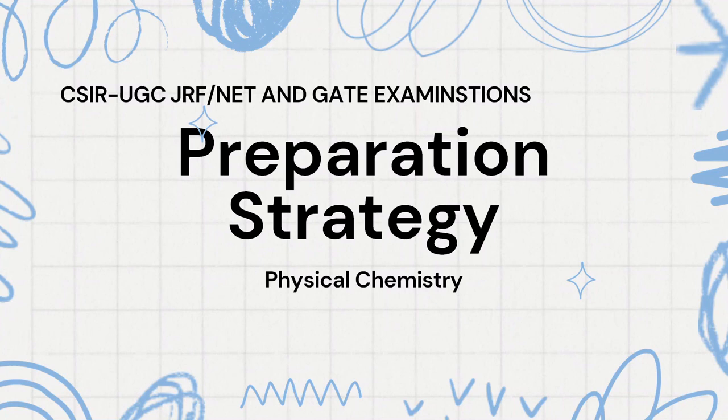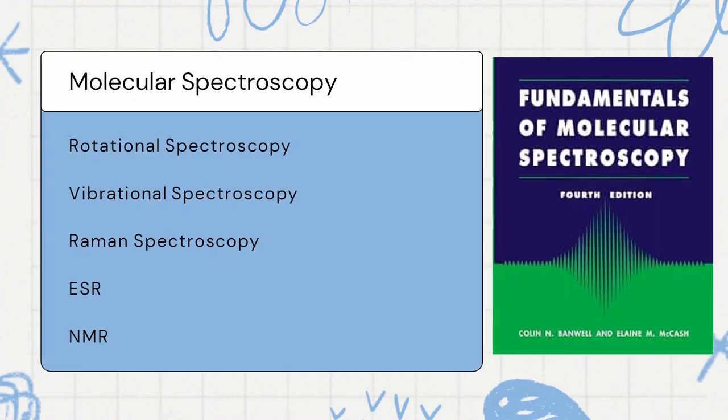When you start with physical chemistry, you begin with molecular spectroscopy. In CSIR and GATE examinations, this is the most important part in physical chemistry. Here you learn about rotational spectroscopy. You can refer to Fundamentals of Molecular Spectroscopy by Banwell for covering molecular spectroscopy.